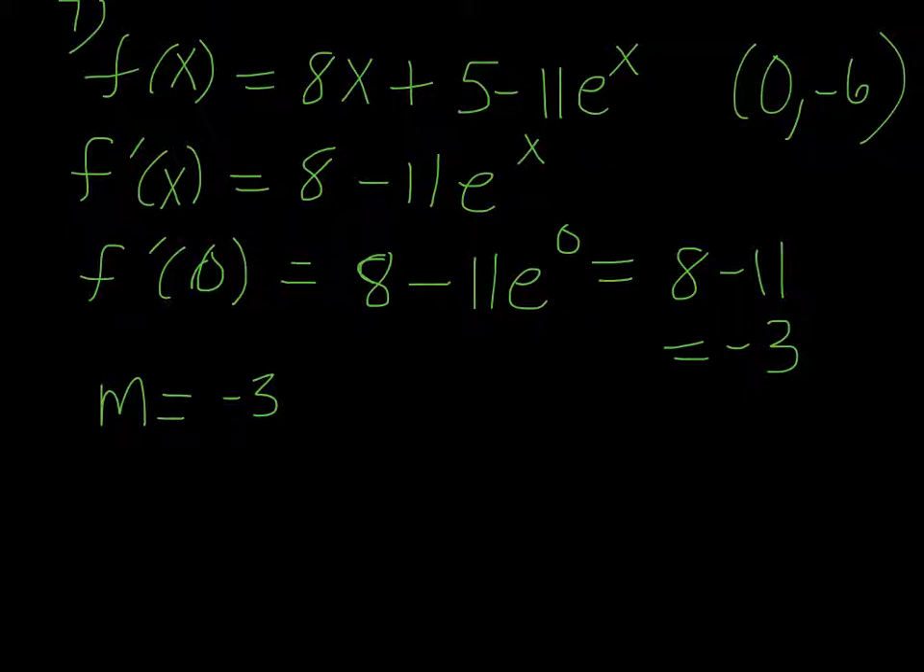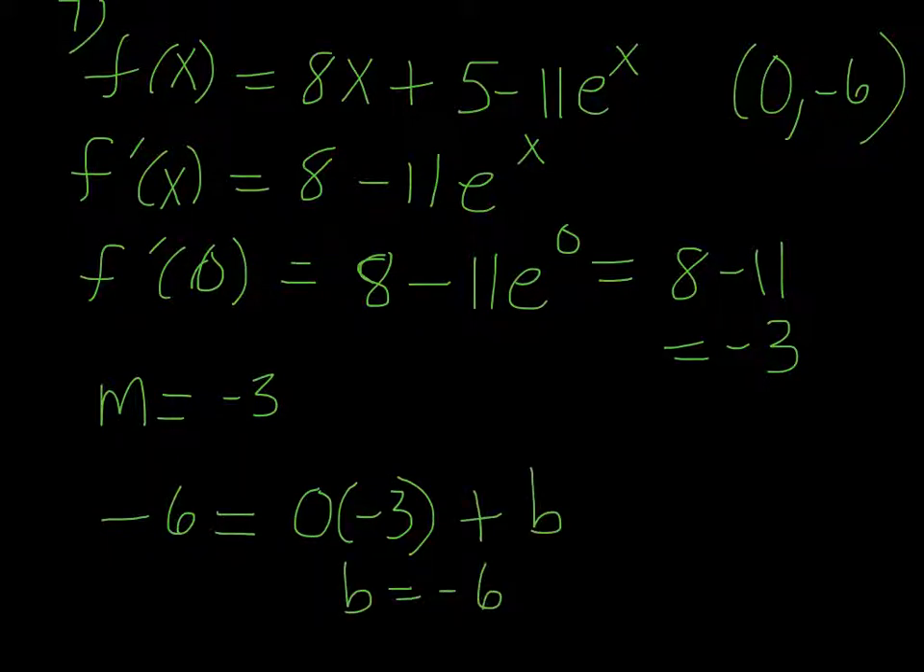Now we just have to find b. So y is negative 6, x is 0, so 0 times negative 3 plus b. Well, that gives us b equals negative 6. So m equals negative 3, b equals negative 6.